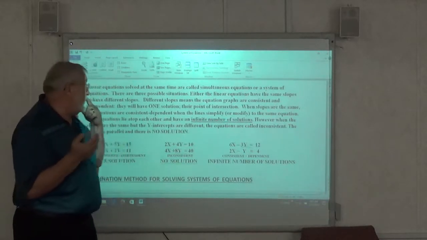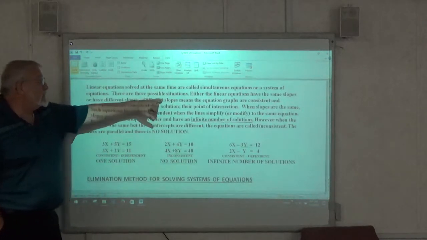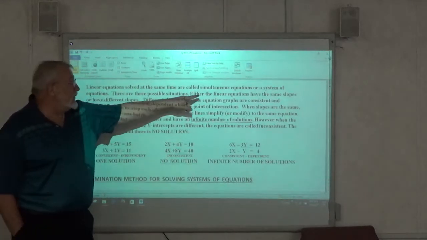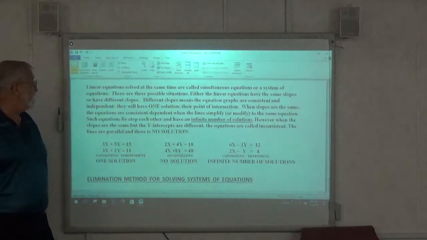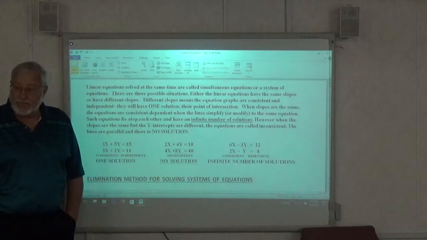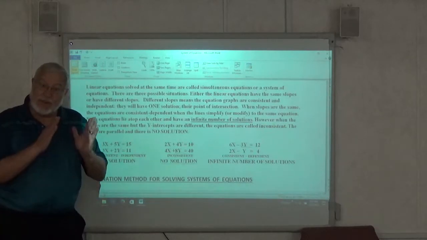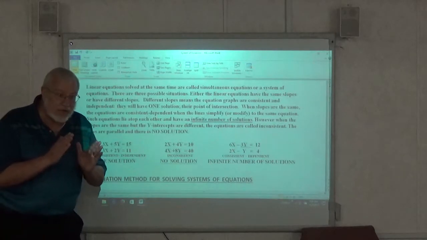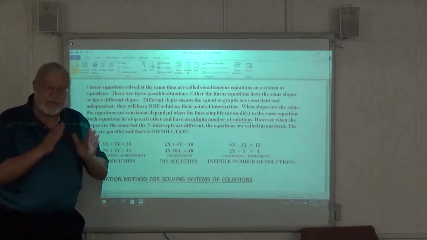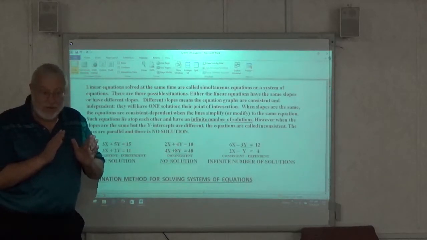Okay, so that's what we're basically looking for. There are three possible situations, though. Either the linear equations have the same slope, or they have different slopes. All right, that's the first. If they have the same slope, then they're going to be parallel, and they're not going to cross. So the solution will be the null set. There will be no solution.